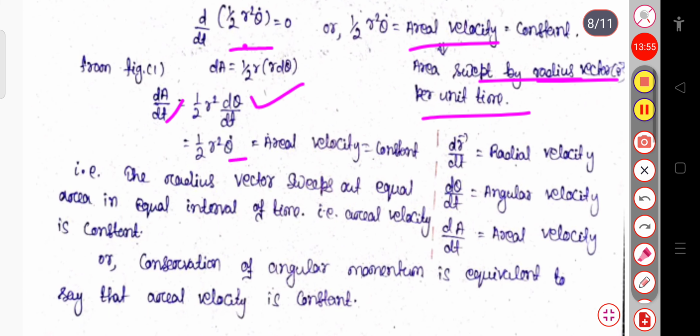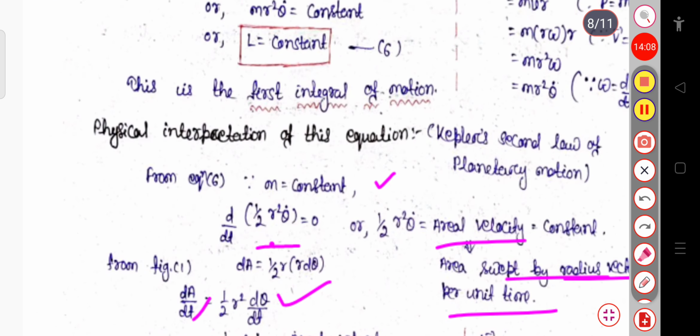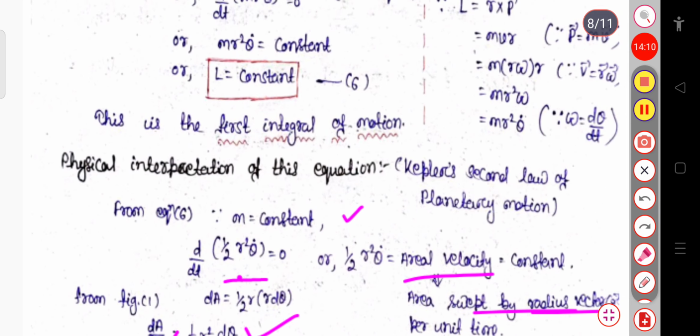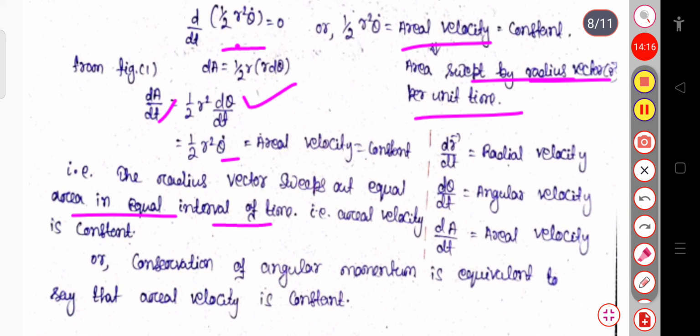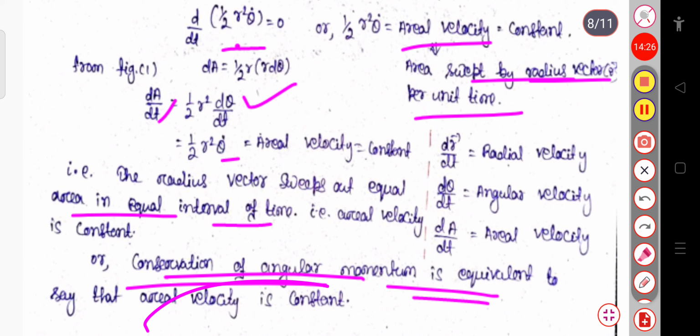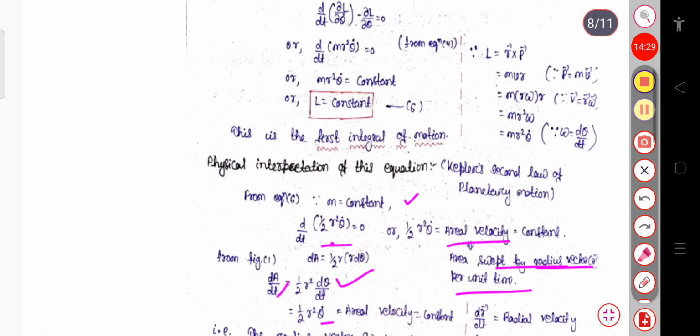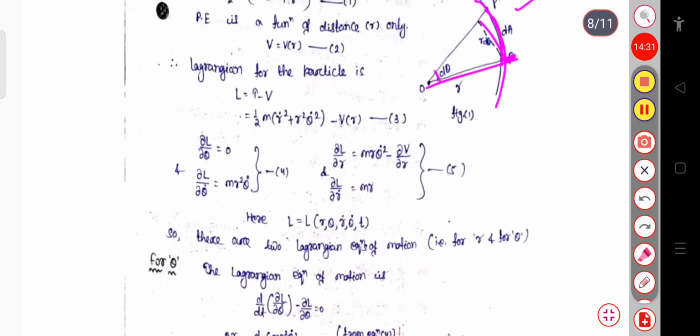So it means that the radius vector sweeps out equal areas in equal intervals of time. That is, the areal velocity is constant. This is the physical interpretation of this. When this angular momentum is constant, it means that the areal velocity is constant, that is, it sweeps equal areas in equal intervals of time. Or we can say that the conservation of angular momentum is equivalent to saying that the areal velocity is constant. So here we have simply calculated the Lagrangian equation for θ.